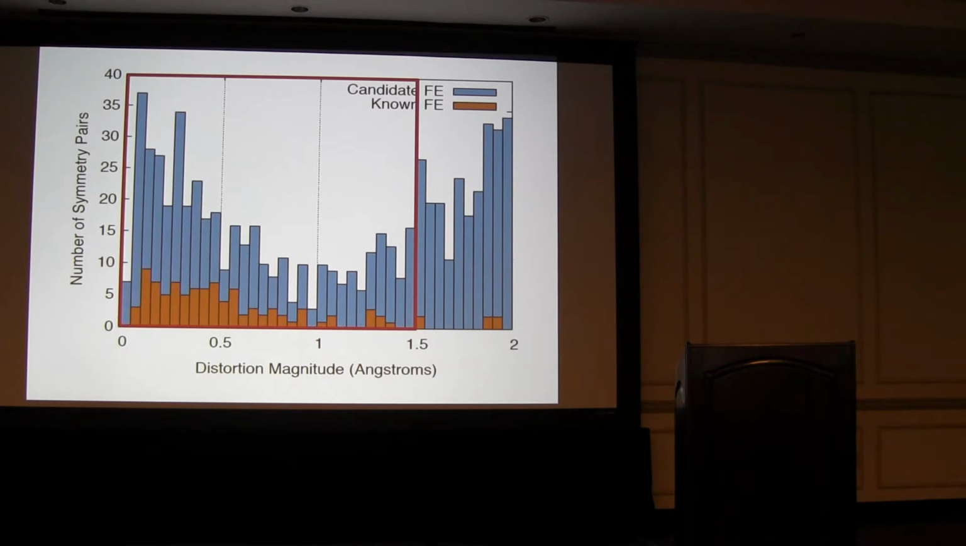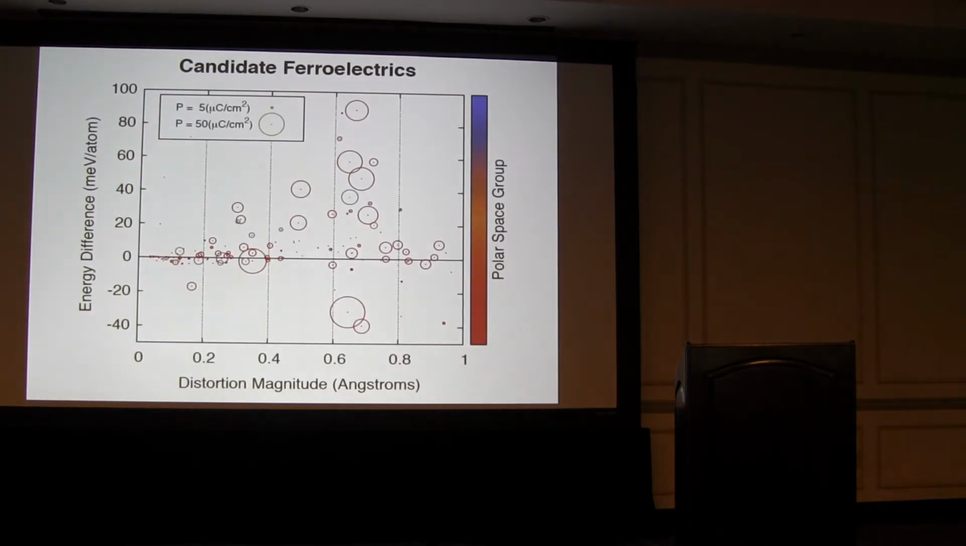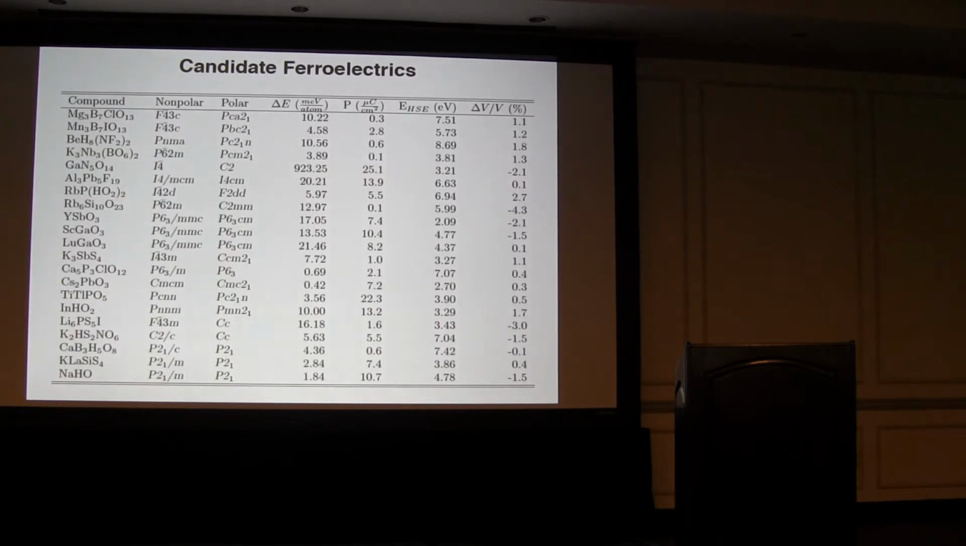Okay. So now that I have shown you that we are capable of recovering many known ferroelectrics, we can go back and see whether we can find some new ferroelectrics in the blue region. For these compounds, we compute the same diagram. So this is again energy difference versus distortion magnitude, the size of the circle is the polarization, and again we find this subtle linear relationship. And so if the ground state is polar, we find ferroelectrics. So these are new ferroelectrics that we find through this process.